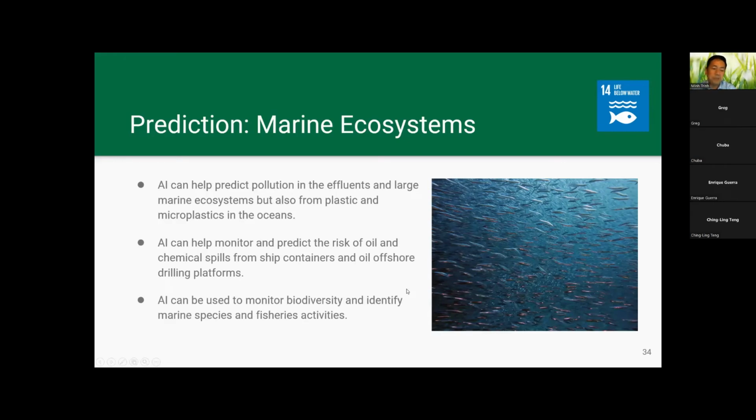AI can help predict pollution in the effluents on large marine ecosystems, also from plastic and microplastics in the oceans. AI can help monitor and predict the risk of oil and chemical spills from ship containers and all the offshore drilling platforms. AI can be used to monitor biodiversity and identify marine species and fisheries activities.